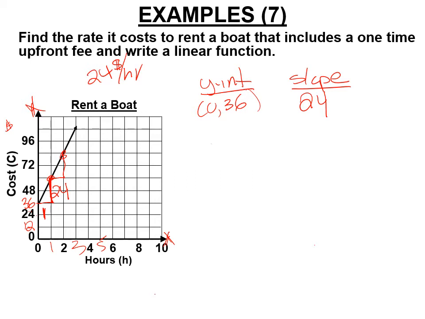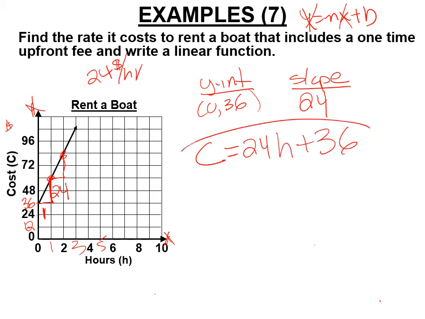So we're going to use c where y would be. We're using y equals mx plus b. We're replacing that with c. The slope is 24. It goes right there. Replacing x with hours. Now we have a y-intercept of 36. That's the equation that makes that line.